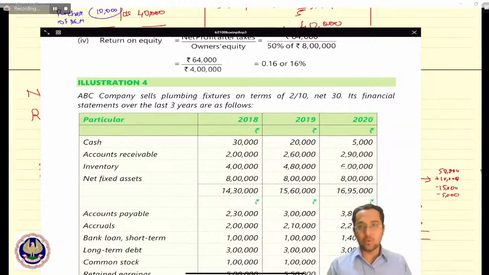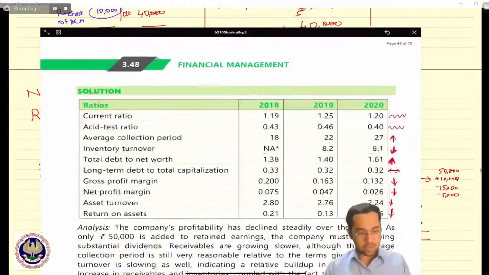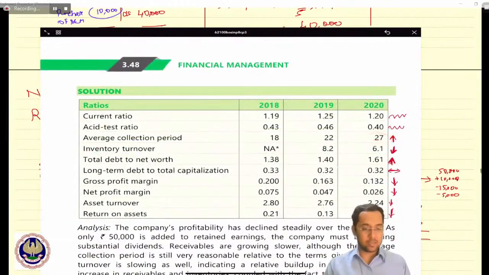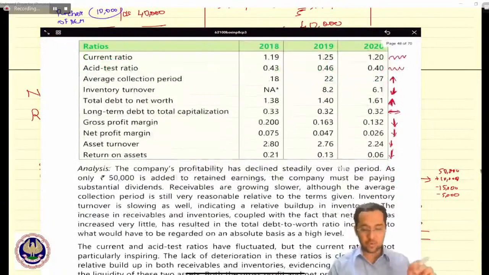If they are not able to pay within 10 days, then obviously no discount will be offered to them and they will be paid like 30 days. So collection period, we observe that it goes up to like 27 days. So it is well within the range, but still the collection period is increasing. The company needs to be cautious about that.